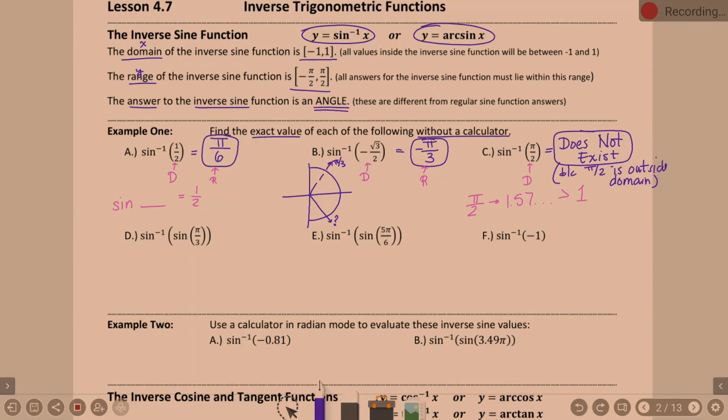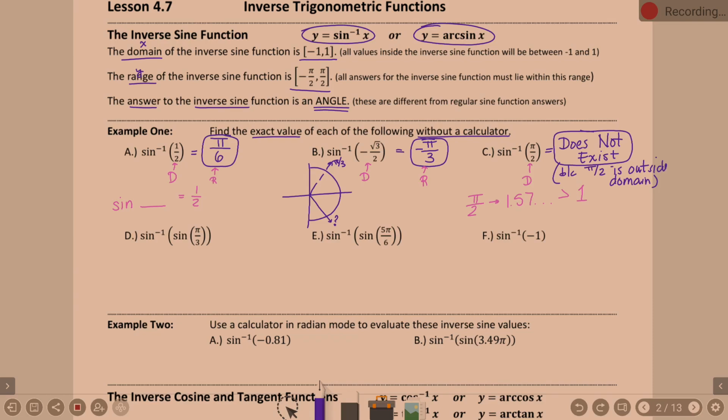Let's pick back up in 4.7 where we left off. Okay, we're talking about inverse trig functions. And if you recall, an inverse function in general takes your x and your y and switches them. Or it takes your input and your output and switches them. So while normally we would say the sine of 30 degrees is 1/2, now when we say something like sine inverse of 1/2, it's asking at what angle is sine equal to 1/2.